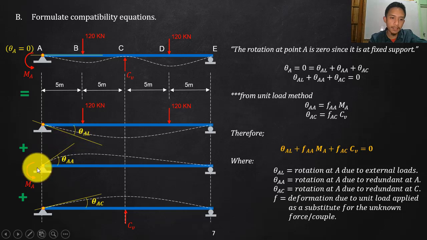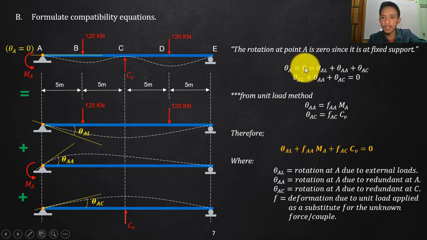And then later on, of course, we will go to the other redundant, since we have one more redundant. If I apply there my redundant C sub V, this could be my reaction, and this could be my elastic curve, the deformation of my beam. So what will be the rotation there? It is also clockwise from the tangent to the beam, so that is also a positive. Therefore, if I combine this positive due to M sub A and positive due to C sub V, then that will cancel out the negative effect of your external loading.